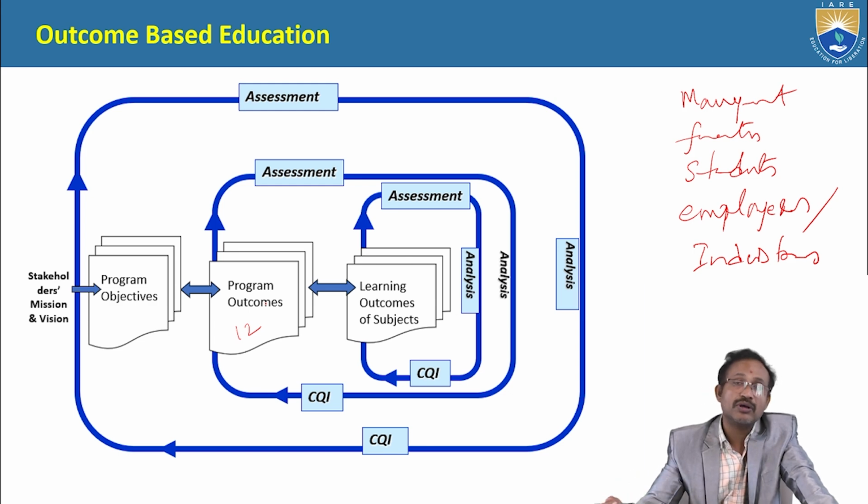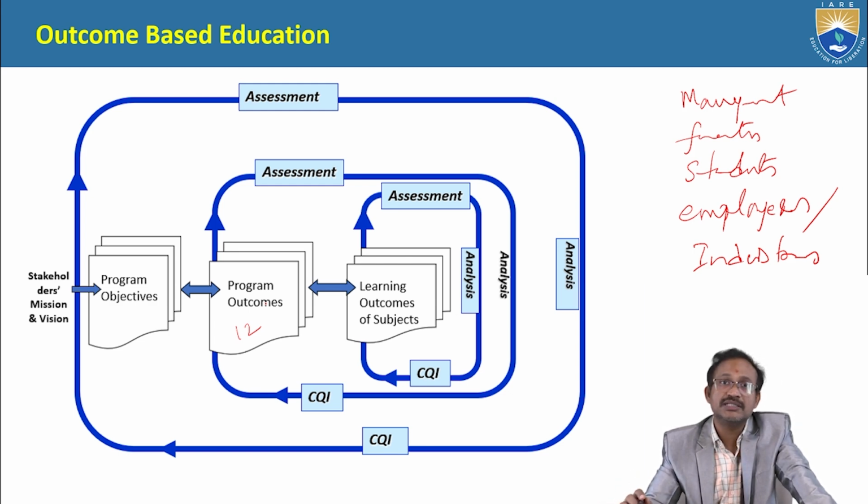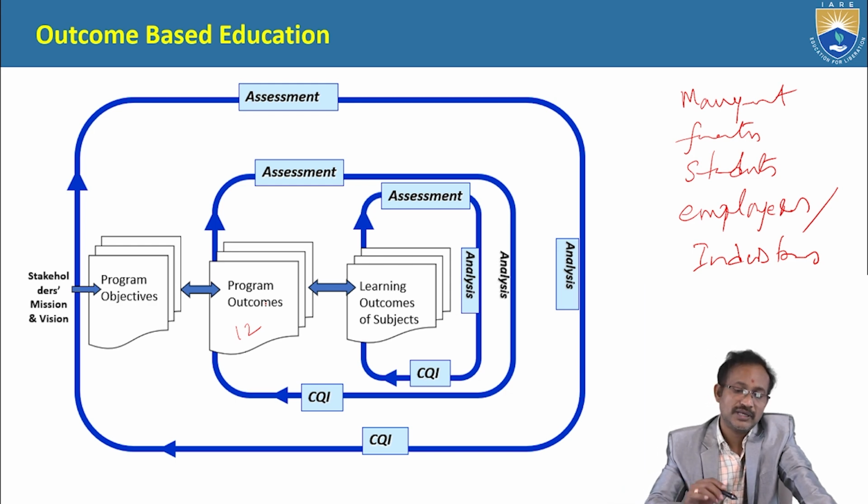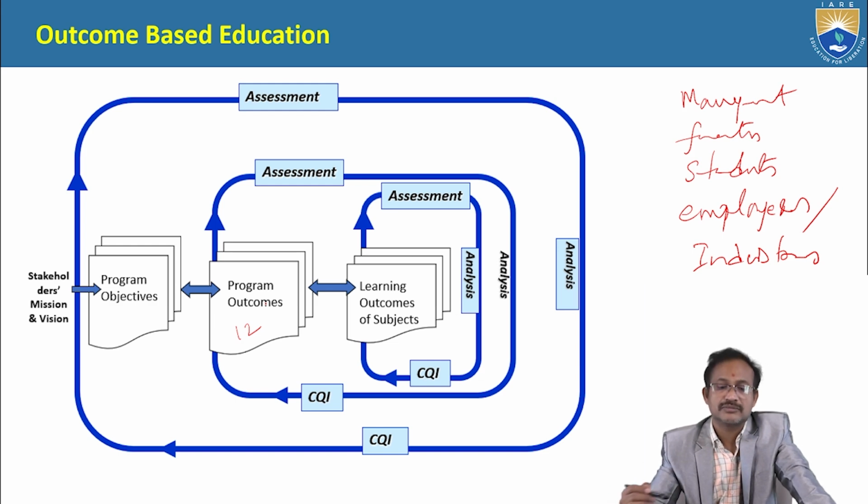Right, here program outcomes are 12. These 12 program outcomes are common to all the programs across India. This is not true only for one or two institutes, not only for engineering institutes but also for other institutes too. Next, from these program outcomes, we have to derive learning outcomes.